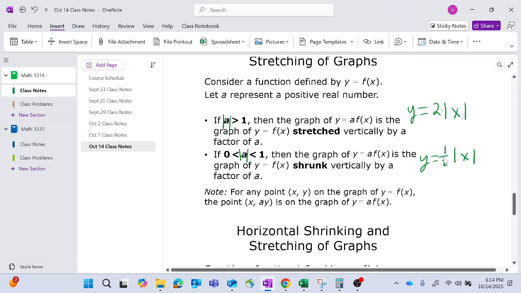I wouldn't say with the word fraction. I'll stick with the word less than 0, between 0 and 1, because I can use 3 over 2. 3 over 2 is a fraction, but it's a fraction bigger than 1. It'll still stretch it. Here, right here, y equals 2 times absolute value of x. That's a stretch. Right here, that's a stretch. And this right here is a shrink. Is that what you mean? What do you mean? Oh, so I'm not sure I know what the question is.